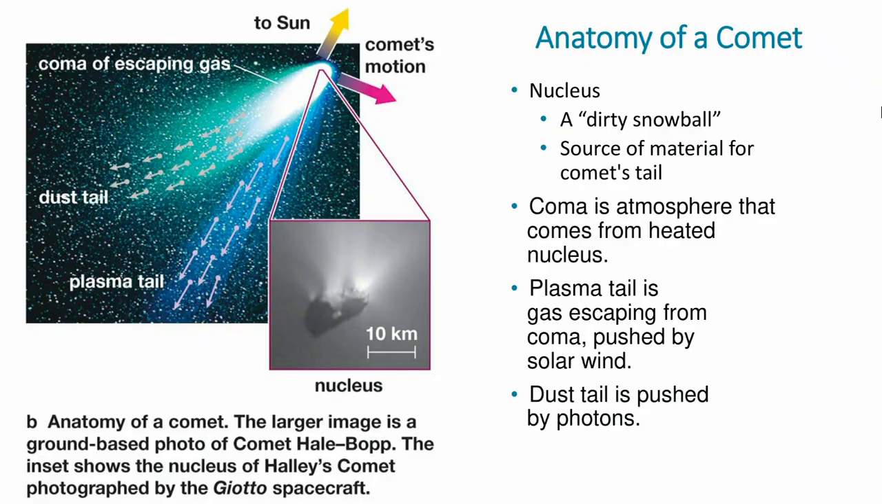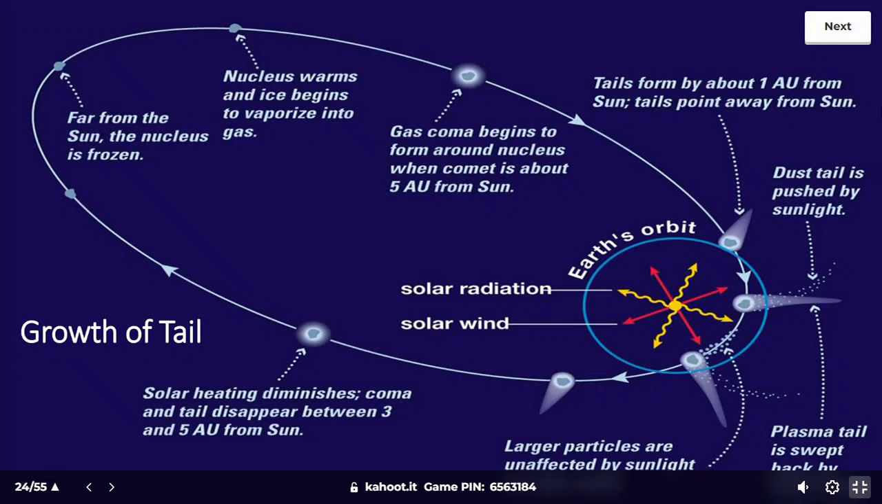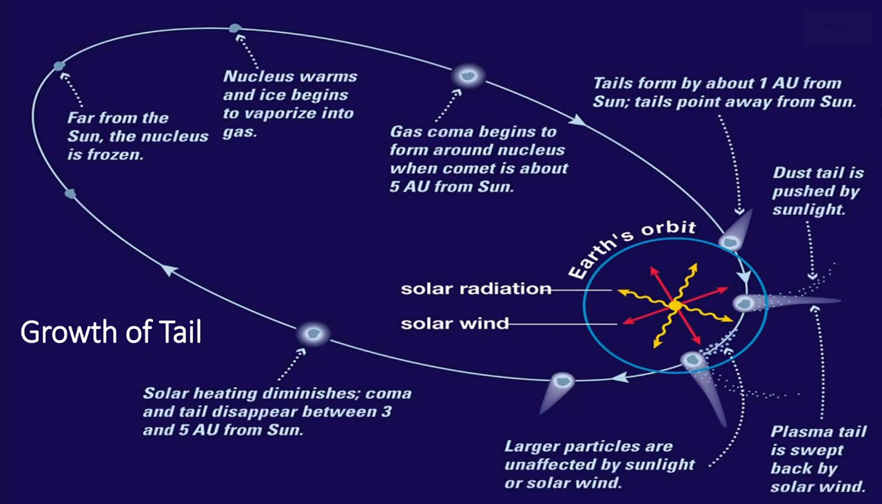And when you add them together, you get a dust tail pointed not necessarily in the same direction as the plasma tail, but slightly off from that. So here's kind of the cycle of a comet. It'll start very far away from the sun, and typically comets that come close to the sun will have this kind of highly elliptical orbit.